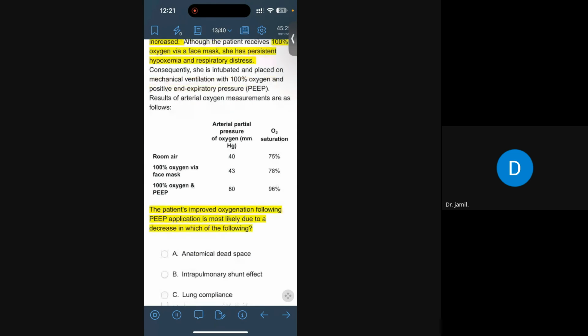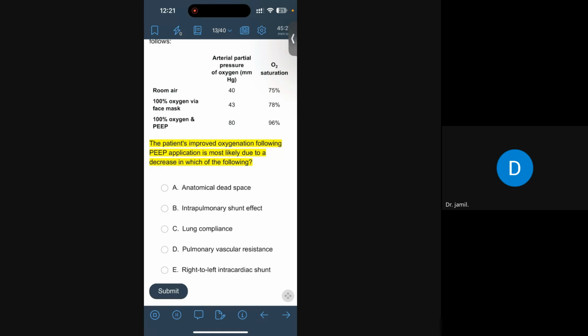Okay, so the oxygen saturation improves with 100% oxygen and PEEP. Which of the following is most likely the cause of the improved oxygenation after applying a positive end expiratory pressure? Do you know what PEEP is? Yes, positive end expiratory pressure. It is the pressure present at the end of the expiration cycle, so the pressure is going to be higher.